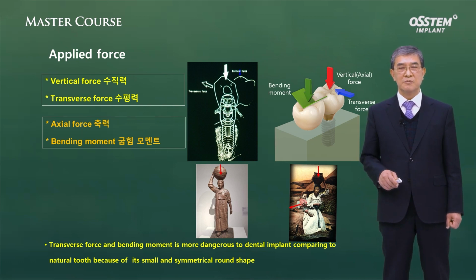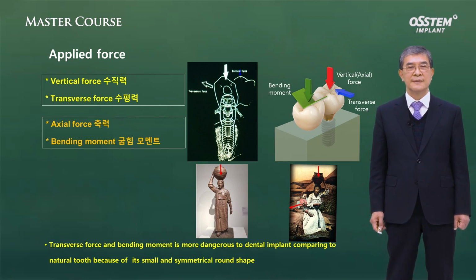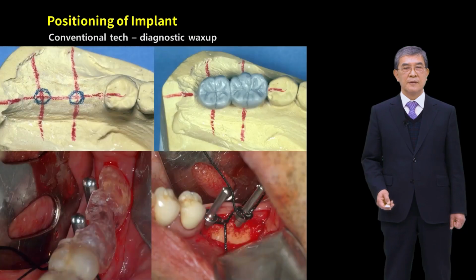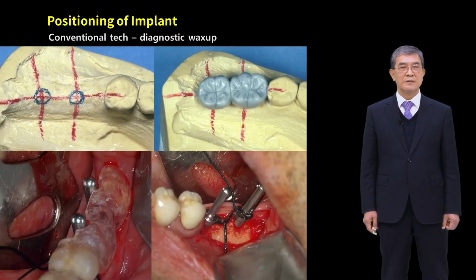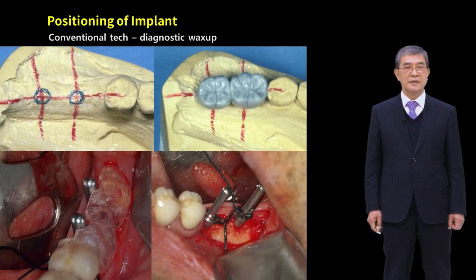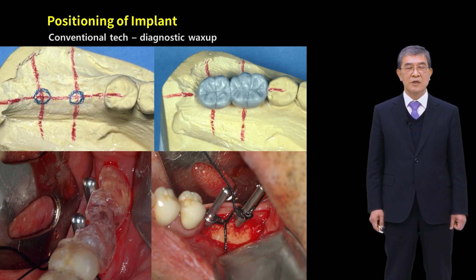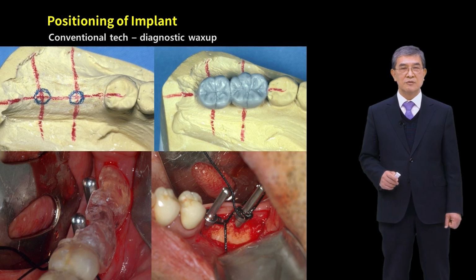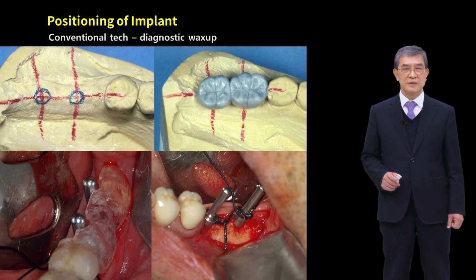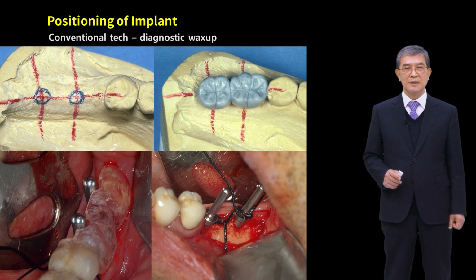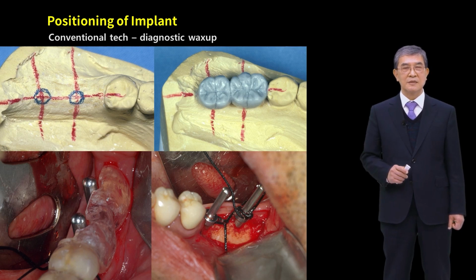It is the same with implant. If bending moment occurs instead of axial force, it will cause a negative impact on the implant. We need to position the implant right so that the antagonist can provide axial force. In the past, we have used these techniques to find the right position. Some people still use it these days.